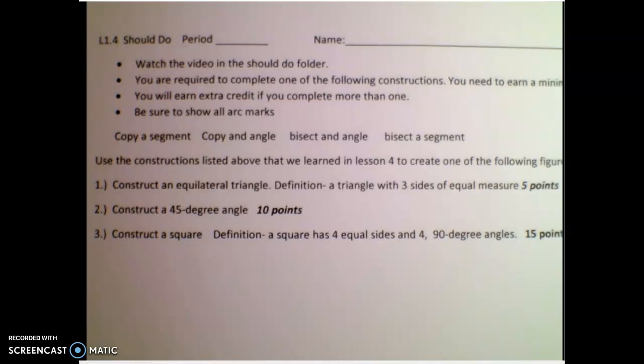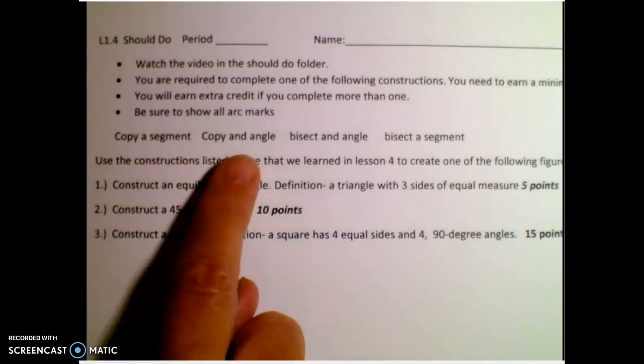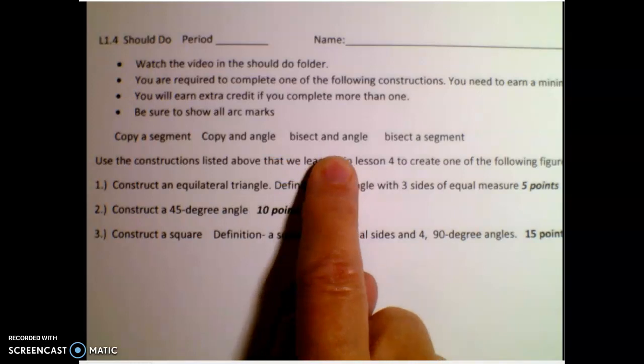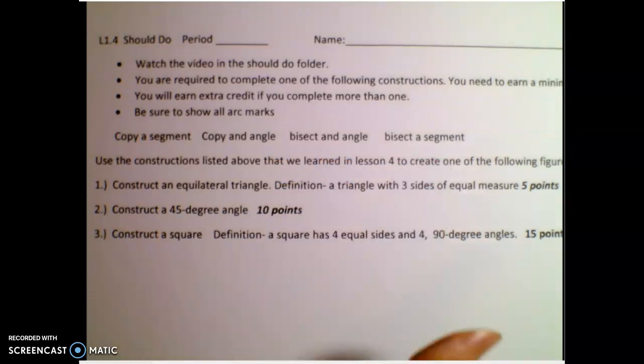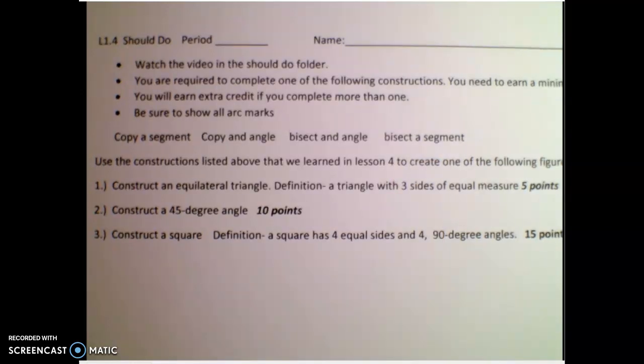All right, so we're going to use copy a segment, copy an angle, bisect an angle, bisect a segment. And I'm going to show you how to do the constructions. You just have to do them on your own, and you have to make sure that they're done correctly, and I can clearly see all the arc marks.